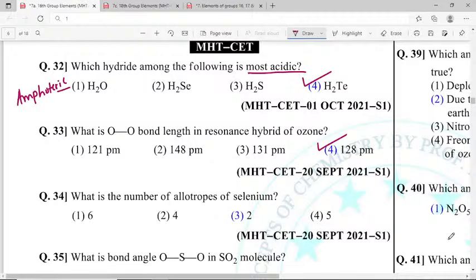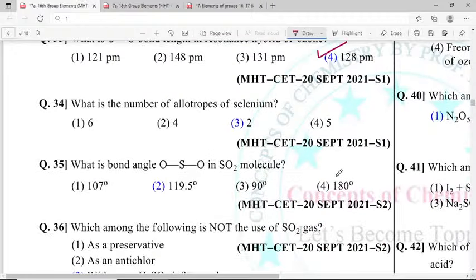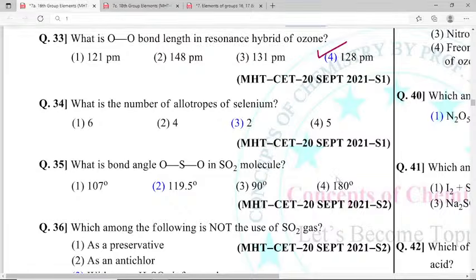What is the number of allotropes of selenium? Selenium has how many allotropes? Allotropes of selenium is 2. There are only 2 allotropes of selenium.